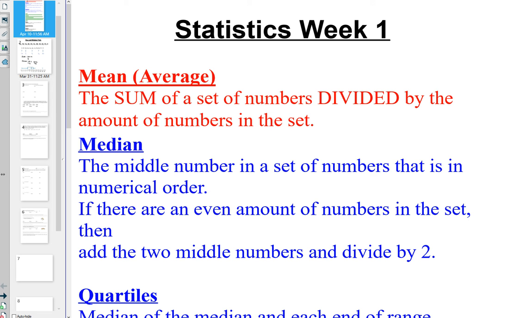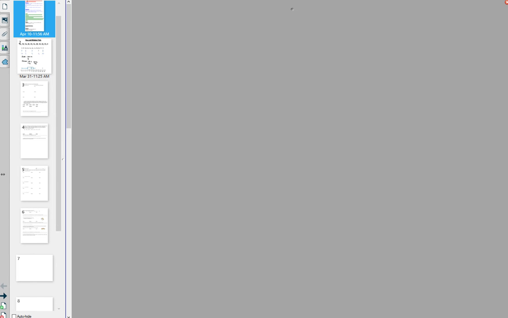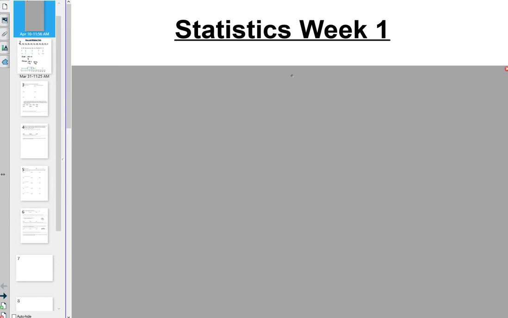So the last unit of the year has nothing, not a little bit, it has nothing to do with anything we've done so far. It is a completely different branch of mathematics. This is an algebra course. What we're about to learn is statistics.